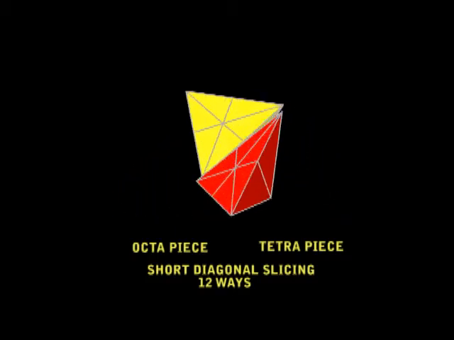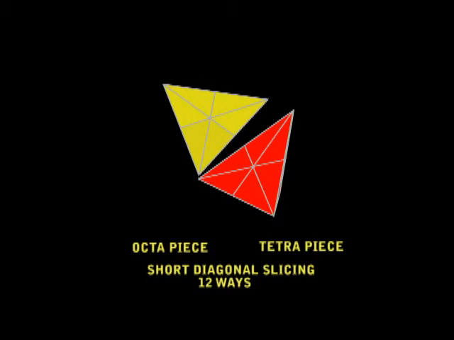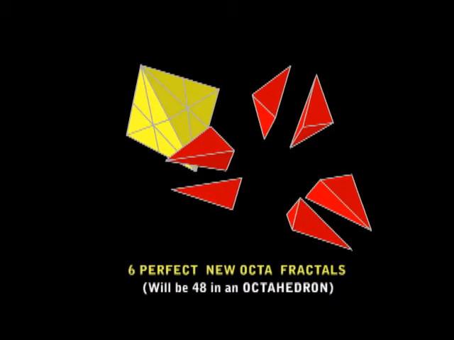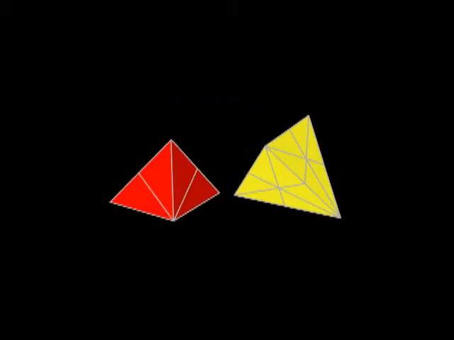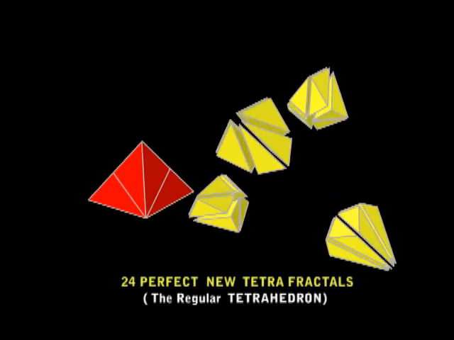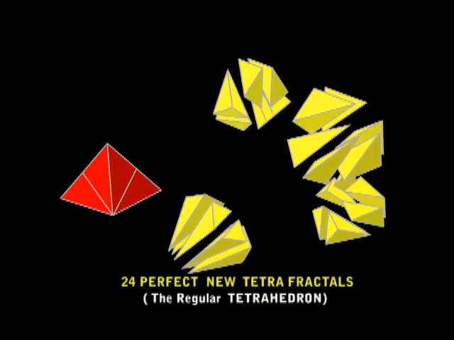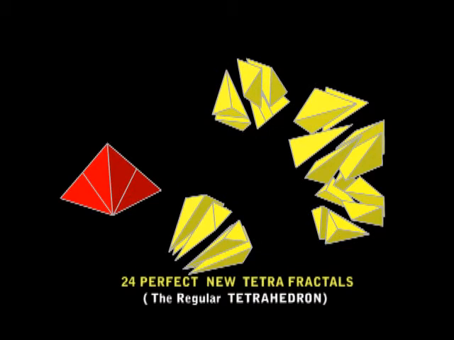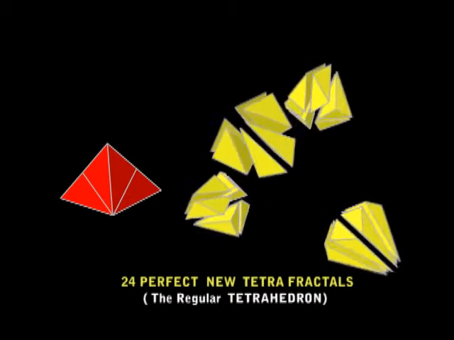Notice each face of the yellow tetra has 6 different segments. Now look at the red matching face of the octapiece. It has 6 segments also. Now let's split the octapiece up first. We have 6 equal shaped fractals. Now let's take a look at the yellow tetrapiece. It has 6 segments on each face, and there are 4 faces, so that makes it 24 pieces. Let's take a look. They're all perfectly equal in shape and size.